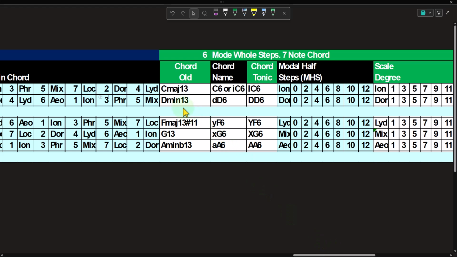So now we have a Dorian, a D minor 13. D minor 13. Let's see if I can mark it up. I don't want to mark it up. Now I want to unmark it. Let's not do that. So it's a D minor 13.